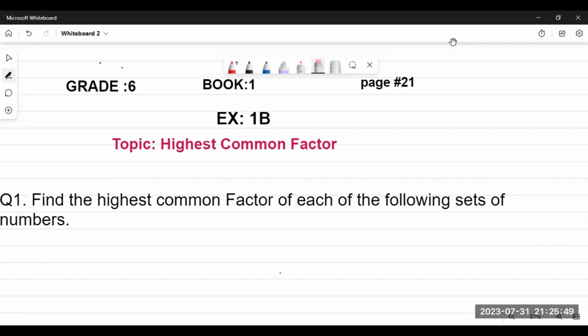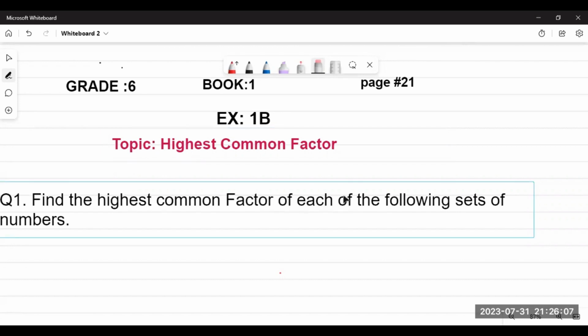Today we are going to start grade 6, book 1, page number 21, exercise number 1B. And the topic of this exercise is the highest common factor. How to find out the highest common factor? The first question is related to that: find the highest common factor of each of the following sets of numbers.